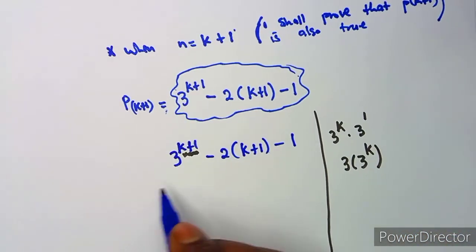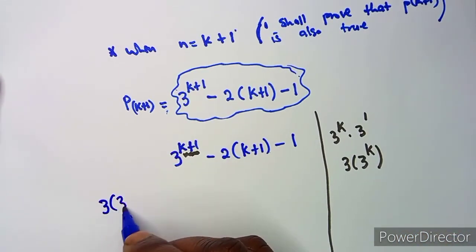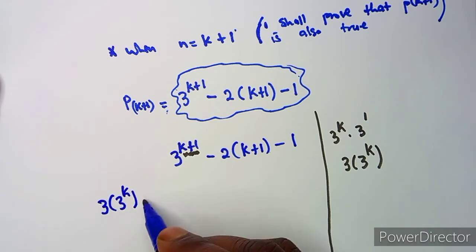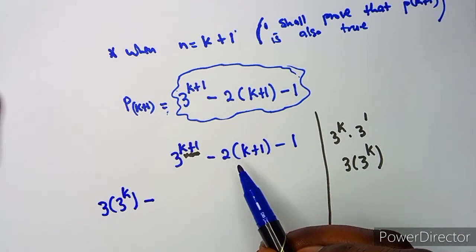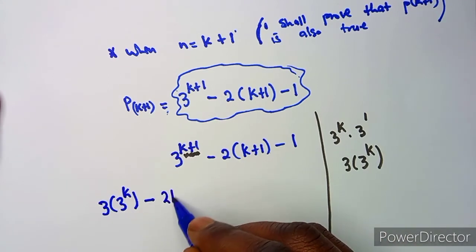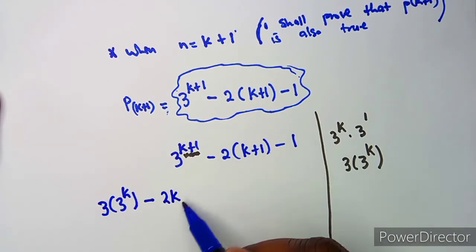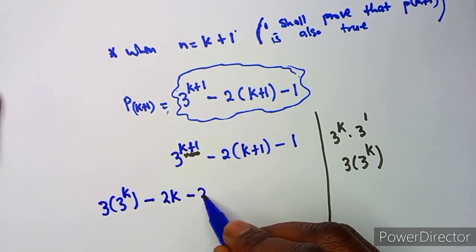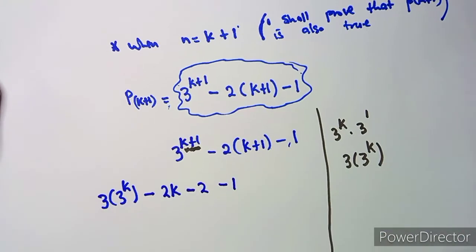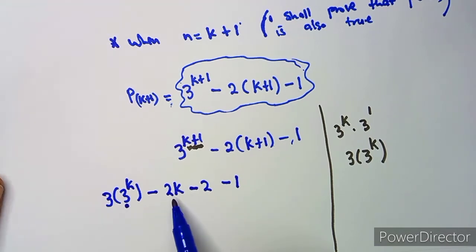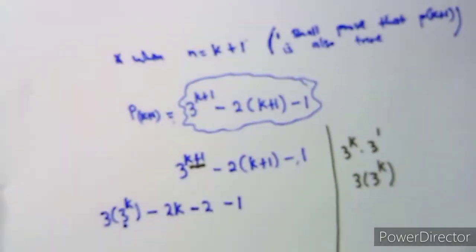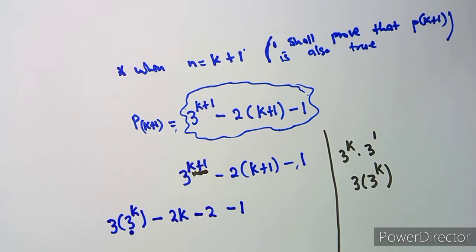So I'm going to rewrite this as 3 into 3 to the exponent of k minus, I can expand this statement, it's fine, that's minus 2 times k, which is minus 2k, minus 2 times 1, which is minus 2. Then I've got minus 1 in this case. So this is what I was saying. As you can see here, we have got 3 to the exponent of k here, and you have got minus 2k.